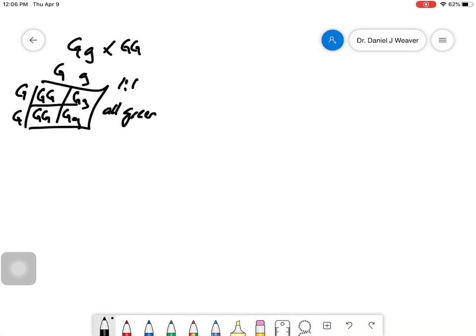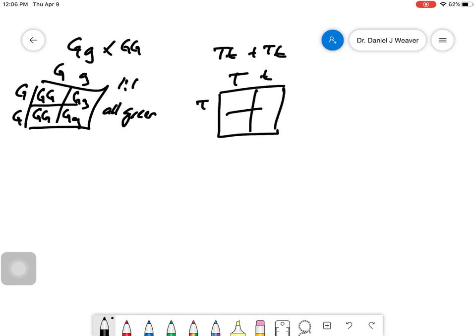For problem number 2, I'm crossing a big T, little t with a big T, little t. So again, I'll just draw my Punnett square, big T, little t across the top, big T, little t down the side, and I just fill it in by moving one of the letters straight down and the other letter straight over. What I do is I always write the capital letters first. That way I know that the dominant trait is present or absent. I can tell right away if it has that thing.